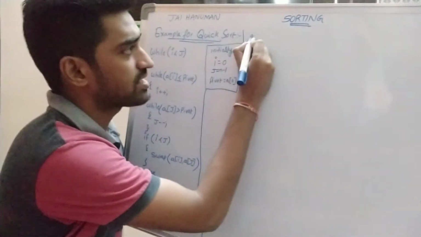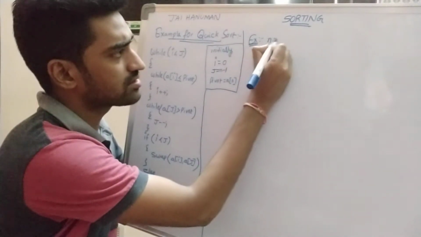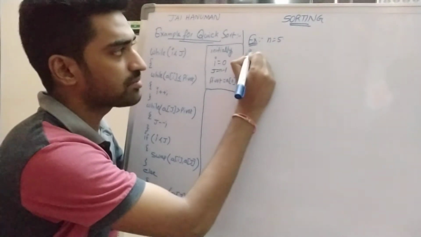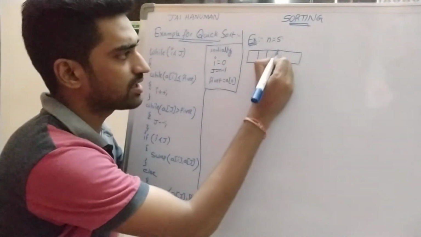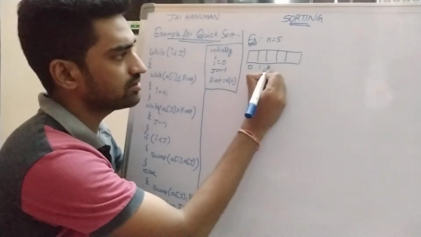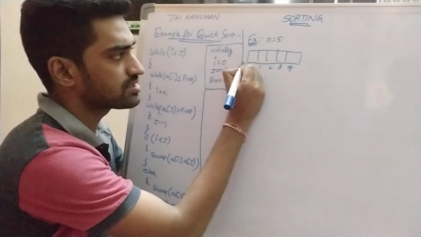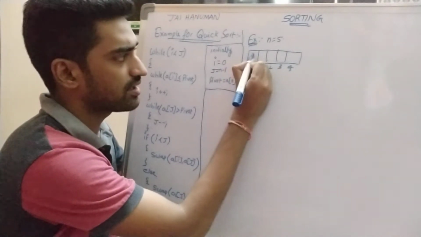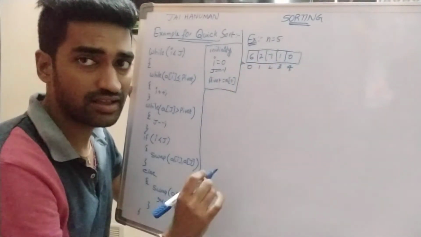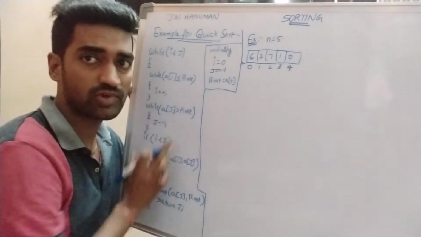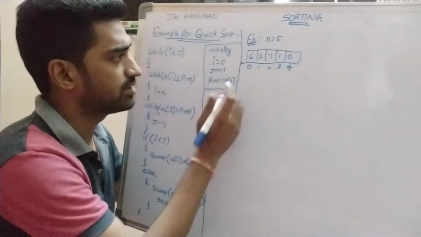Here I am taking one example. In this example I am considering n equal to 5, so the number of elements in the array is 5. I am taking one array with indices 0, 1, 2, 3, 4. The index starts from 0. This is array A, and I am taking 6, 2, 7, 1, 0. So this is our array. By using the quicksort algorithm, we can arrange all the elements in ascending order, right? So here I can trace all the elements.